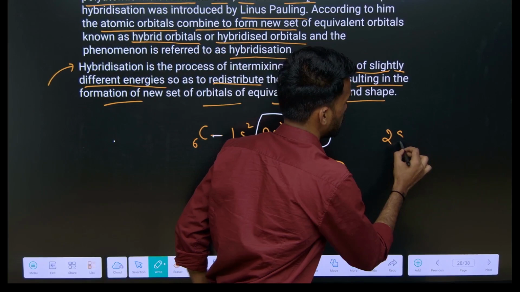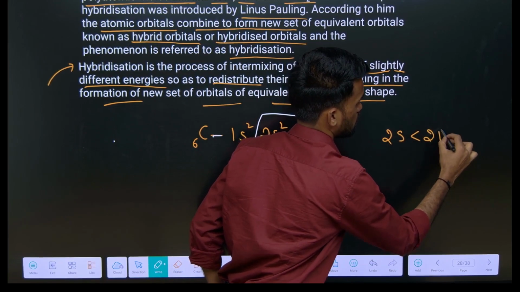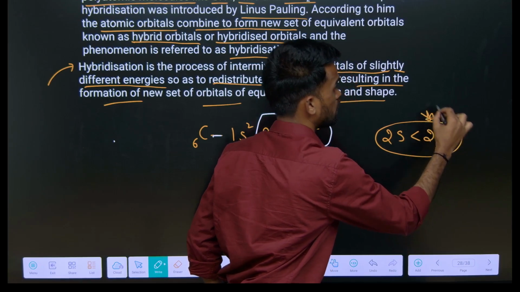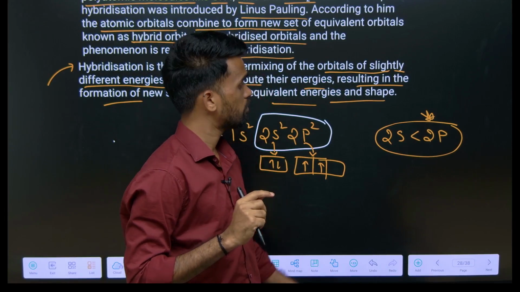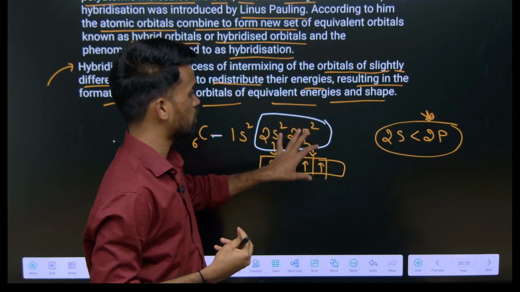2p will be having more energy than the 2s. This can be explained in quantum numbers of atomic structure. That is the first chapter of your 11th. Okay, we will look into it later. As of now, you can consider this.